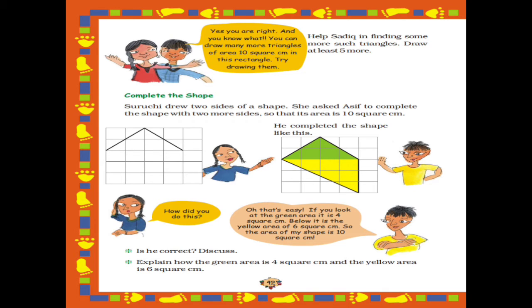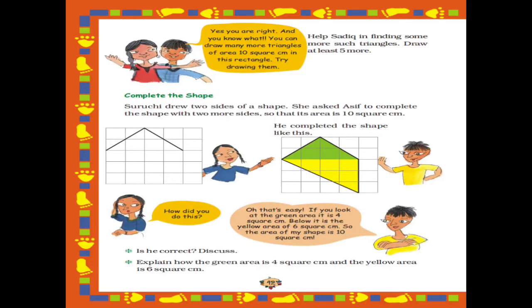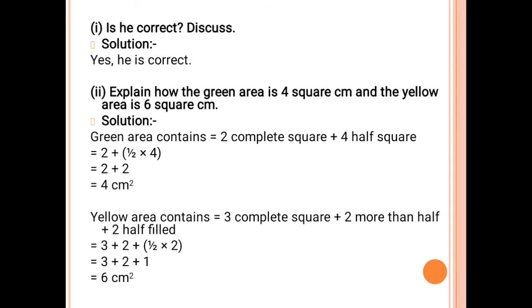Now let's add all this. So the yellow area contains 3 complete squares, 2 more than half squares, and 2 half filled squares, right? So how will you write? 3 plus 2 plus 1 by 2 into 2. Then the 2s get cancelled, 1 will remain. Therefore 3 plus 2 plus 1 will be 6 centimeter square. So the area of the yellow color is 6 centimeter square.